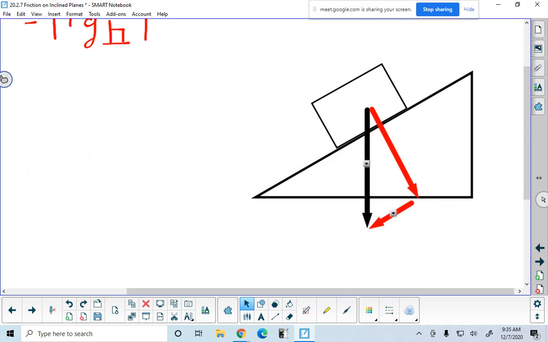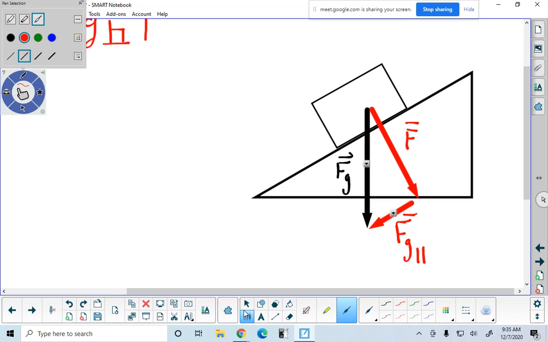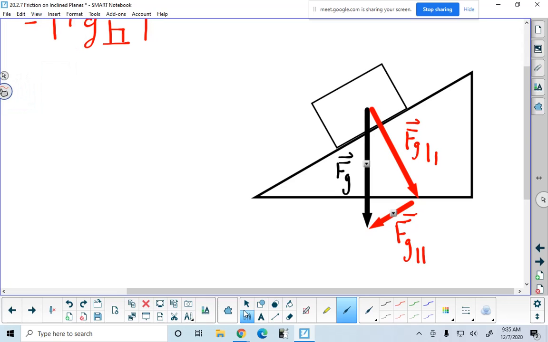So what we're dealing with here, everybody, is that this force downward is actually the force due to gravity, whereas this force that I've got down here is the force of gravity component that is parallel to the ramp, and this is the force of gravity component that is perpendicular to the ramp.